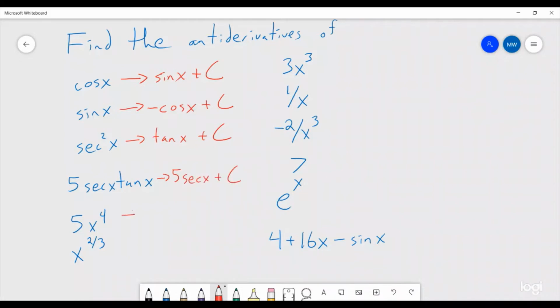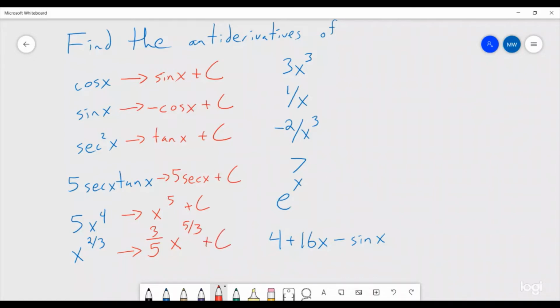5x to the fourth, that'll just be x to the fifth. x to the 2/3. Well, the rule for taking a derivative is you decrease the power by 1. So that means the rule for antiderivatives is we increase the power by 1. So that'll be x to the 5/3. But then if we were to take the derivative of x to the 5/3, we would get a 5/3 x to the 2/3. But there isn't a 5/3 out front, so we have to multiply by something that'll cancel out the 5/3, which is the 3/5. So that's how you can figure those out.